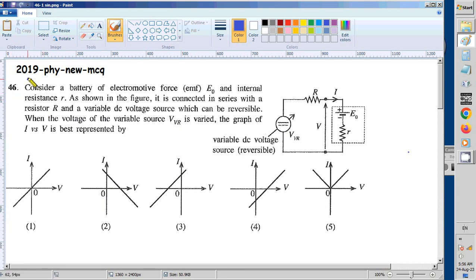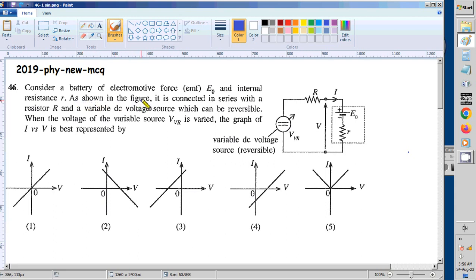Today I am going to discuss question number 46 from the MCQ part of the 2019 Physics new syllabus paper. Consider a battery of electromotive force EMF E naught, and internal resistance simple r. They have given it separately.